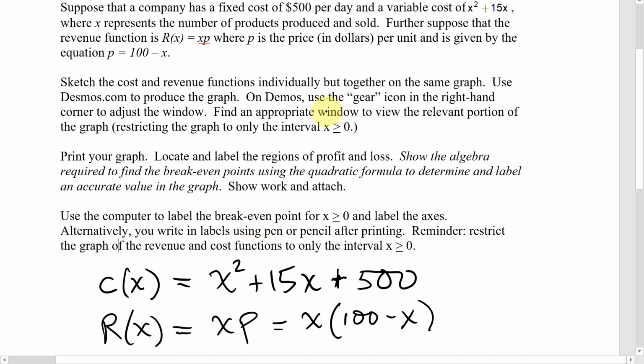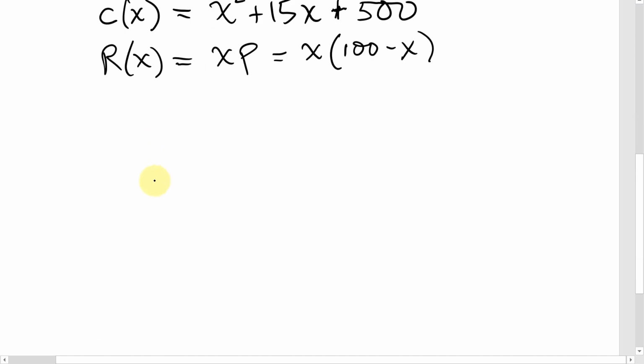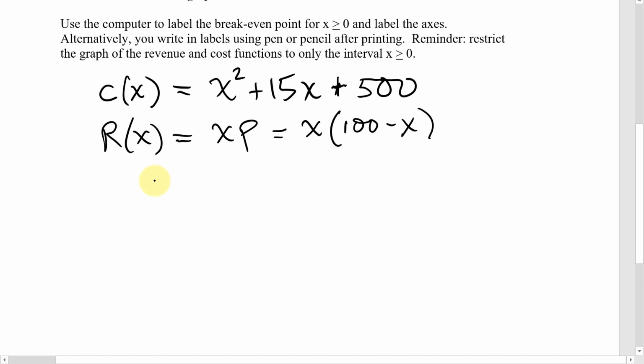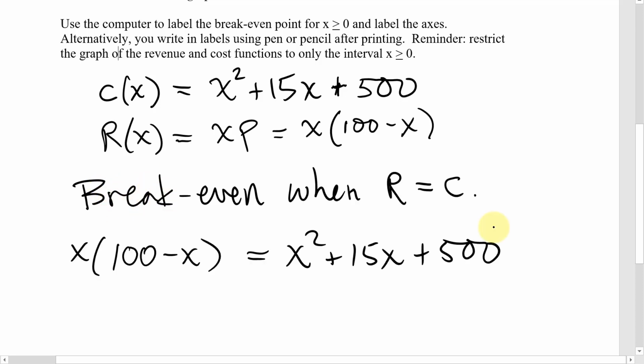So it says use to get an appropriate window. Well, part of finding an appropriate window would include the break-even point. Break-even, of course, is when the profit is 0, which is equivalent to when the revenue and cost are equal. So I'm going to find the solution to this equation as the two break-even points, and then use that to improve the graph because I'll have a better sense of the window that I need.